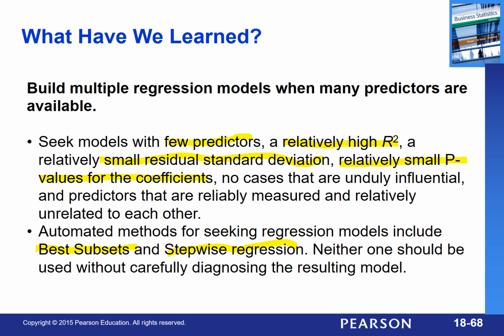Be aware that when you're producing a multiple regression model, there are many predictors available. We want to have a balance between few predictors, a relatively high R squared, a relatively small s, aka residual standard deviation, and we want to have small p-values for our coefficients. And so we talked about one of the ways you can automate this, using best subsets and or stepwise regression. We will see both of those when we do our Minitab.